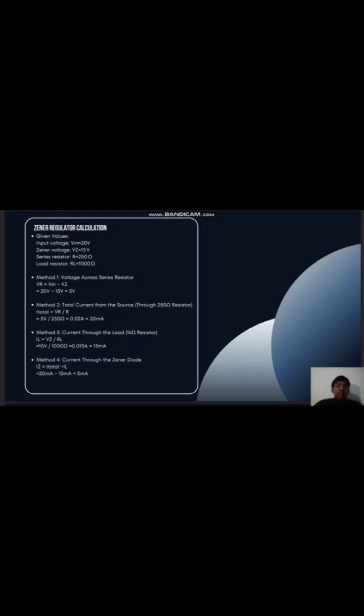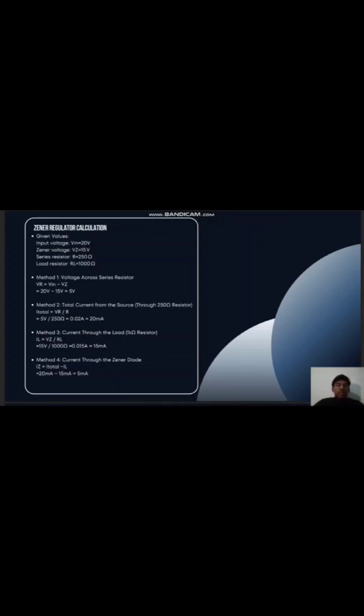This is a Zener regulator calculation. The components are input voltage Vin 20 volts, Zener voltage VZ 15 volts, series resistor 250 ohms and load resistor 1000 ohms. Method 1, voltage across the series resistor. VR equals Vin subtract VZ, 20 volts subtract 15 volts, and we get 5 volts for VR.